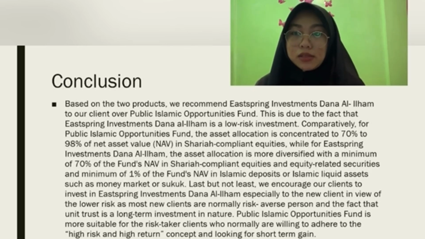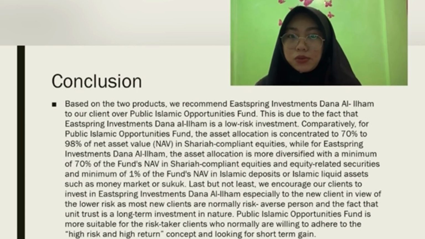Sharia-compliant equities, while for Eastspring Investment Dana Al-Ilham, the asset allocation is more diversified with a minimum of 70% of the funds in Sharia-compliant equities and equity-related security and a minimum of 1% of the funds in Islamic deposit or Islamic liquid assets such as money market and sukuk.